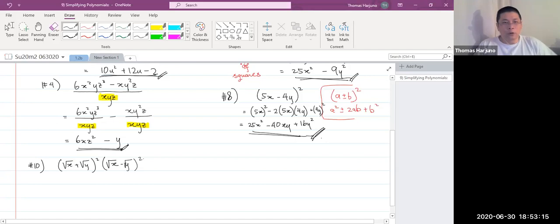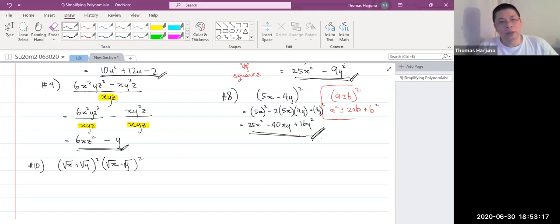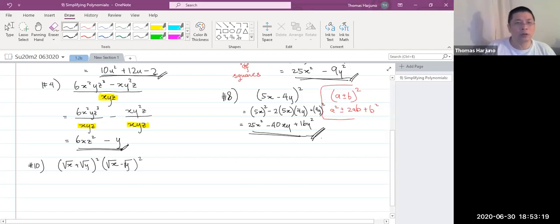Do we do the FOIL first, Thomas? Yeah, you can. But if I were you, I will see it this way. You know what? I factor this square out. So I make it look like this. Maybe I use that color so that you can see better. I factor the square out.